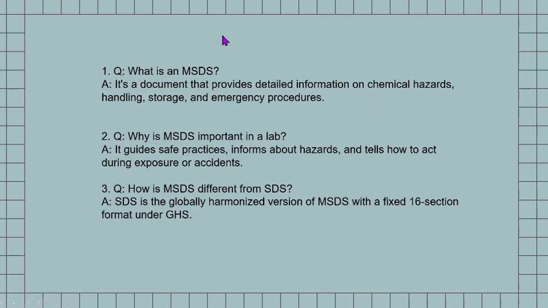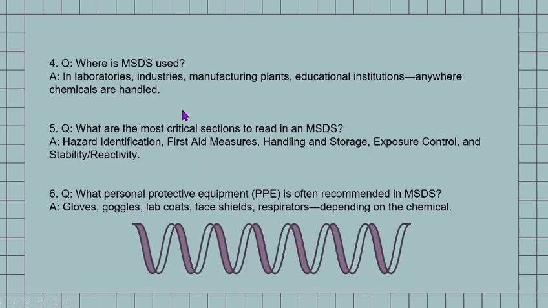These are the questions that can be asked: list the 16 sections. In which section will you get safety measures? What is an MSDS? Why is MSDS important in the lab? How is MSDS different from SDS? Where is MSDS used? What are the important critical sections to read in MSDS? They are hazard identification, first aid measures, handling and storage, exposure control, stability and reactivity, and the personal protective equipment recommended in MSDS.